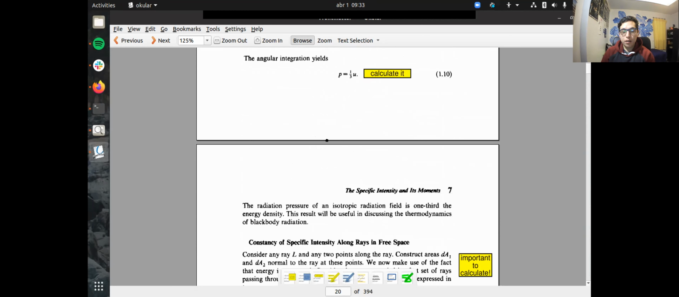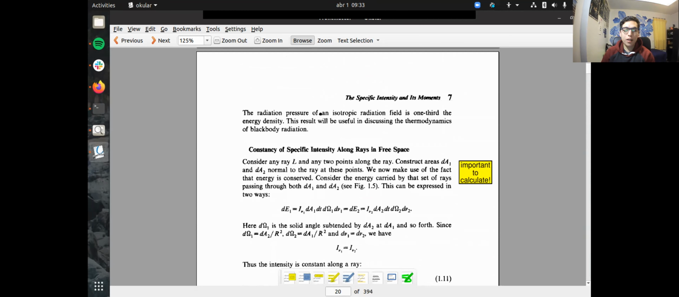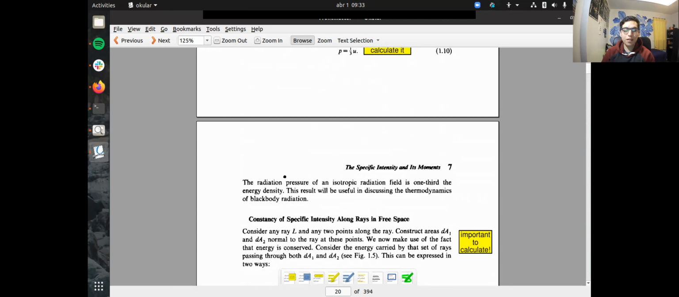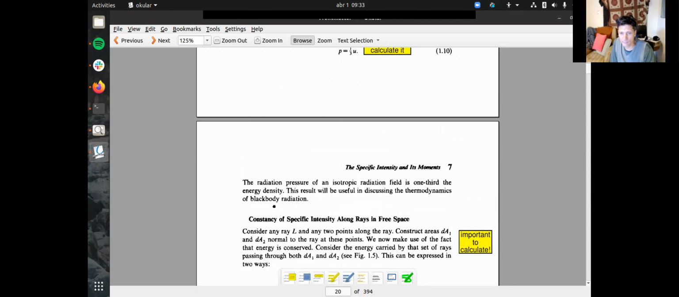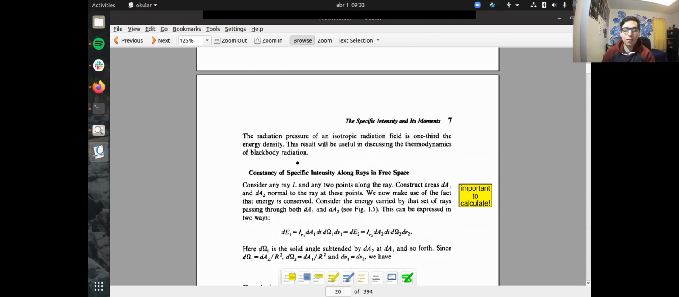Where were we here? So this result is going to be important, because the radiation pressure of an isotropic radiation field is a third of the energy density. It is going to be useful when we discuss thermodynamics of black body radiation. But I think that's further along the way, so it's important to keep in mind, but not yet much.